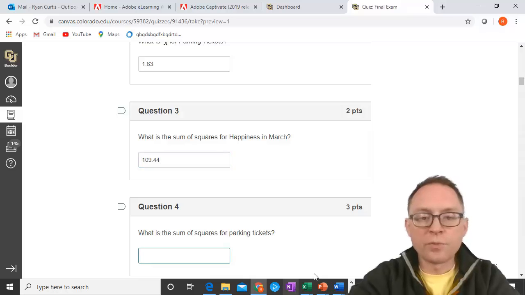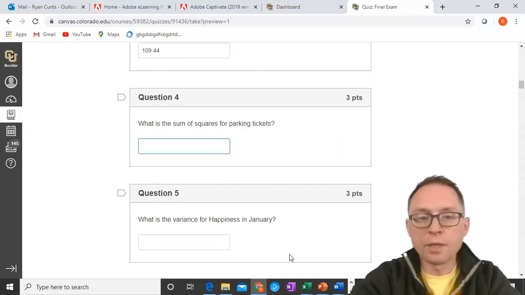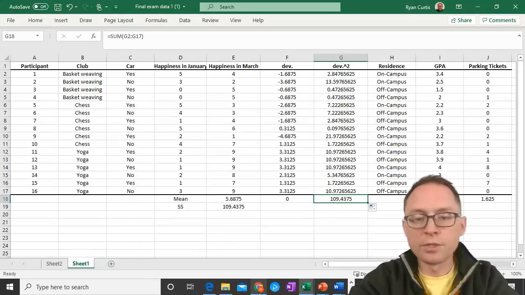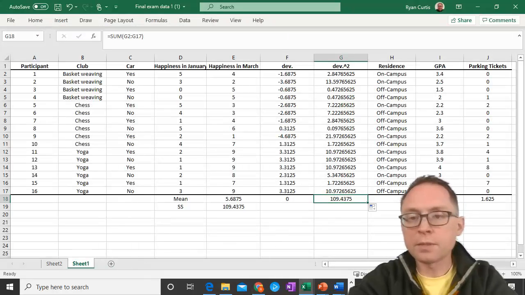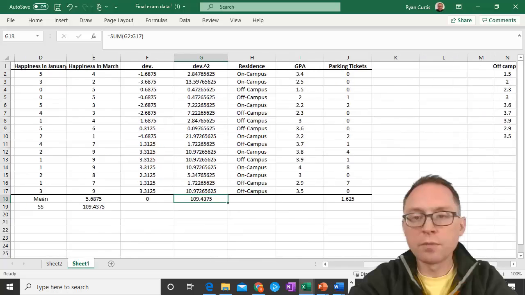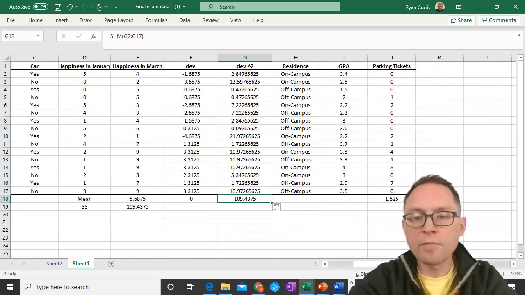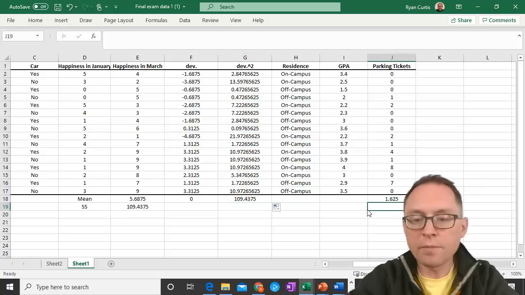Okay, what is the sum of squares for parking tickets? Same thing as the last question. Let's go ahead and do it. Sum of squares for parking tickets. Let's move this over so we can see it a little bit better. So the easy way to do this is just to say, give me, so this is the mean up above here, right? So this is the mean, and this is the sum of squares.